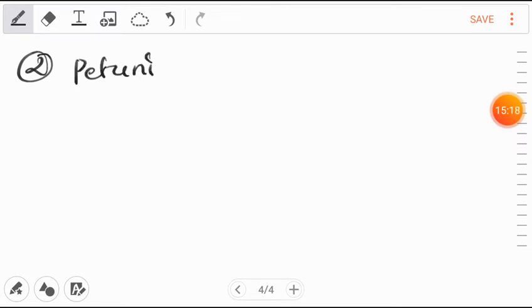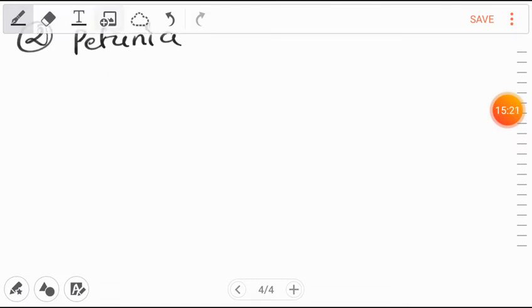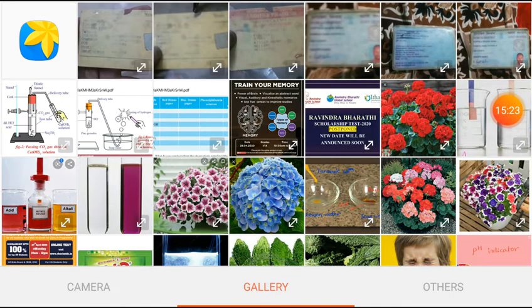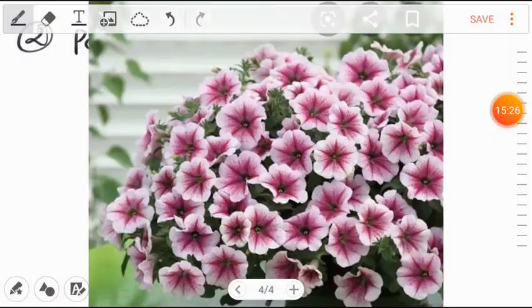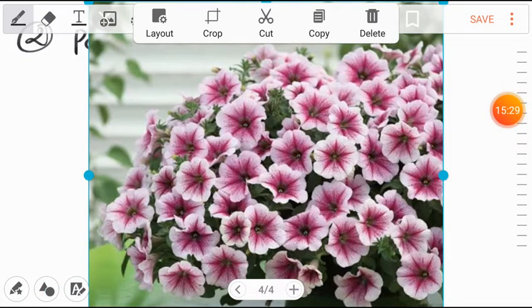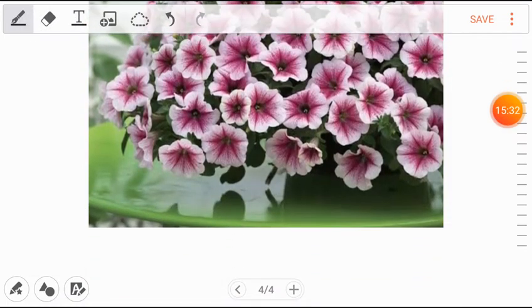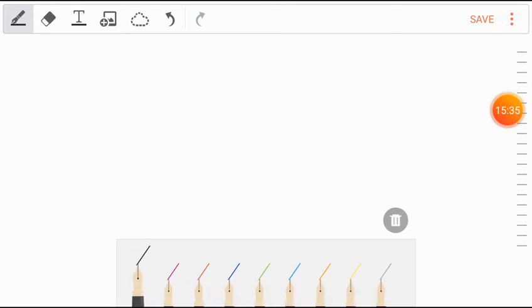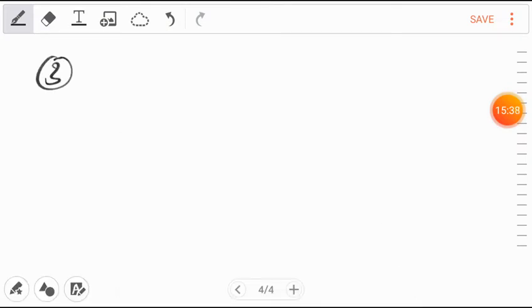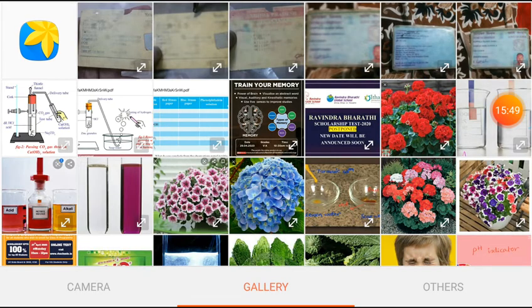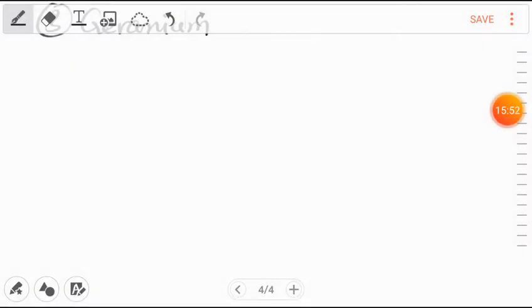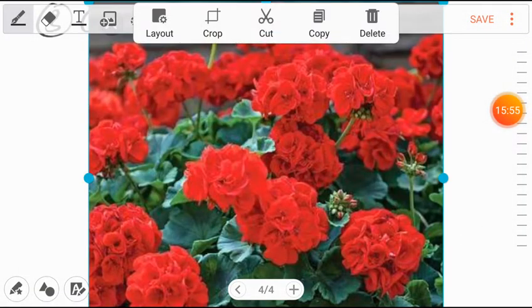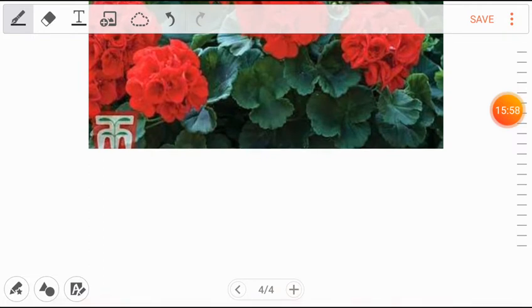Second natural indicator petals that we are using is petunia. So you'll see the image of petunia. This is the petunia flower. Did you see? Next, the third one we will take is geranium. Geranium petals also we're using, that I'll show you. So this is the geranium flower. So these are the natural petals we are using.